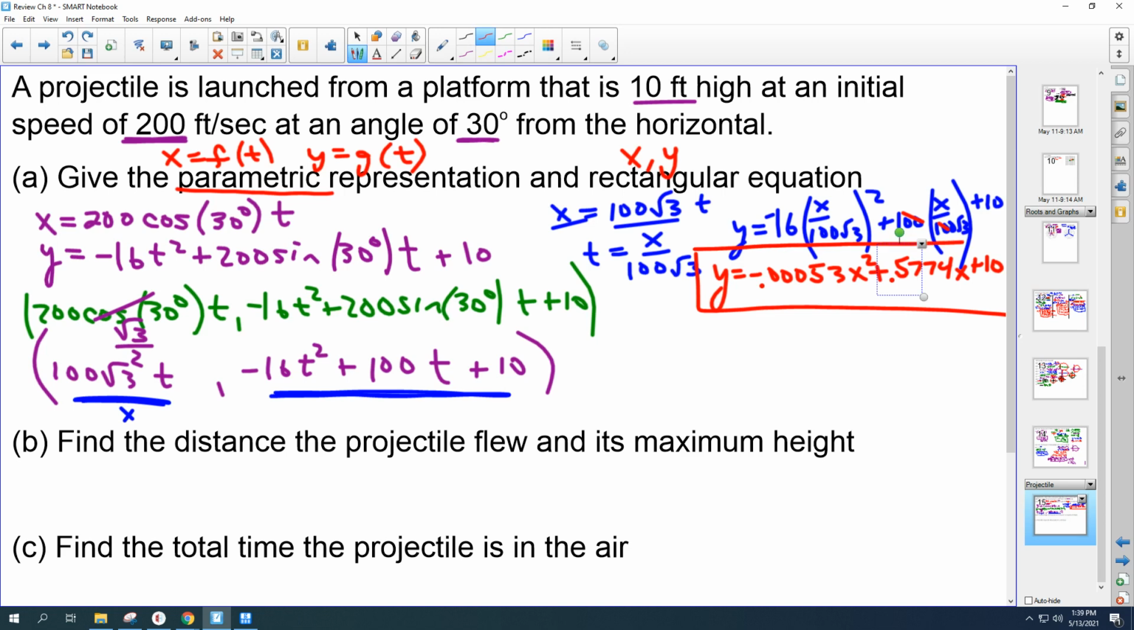Okay, rectangular equation. So again, we had two different things. We had a parametric representation here with your t's, and you've got rectangular with your x's and y's.